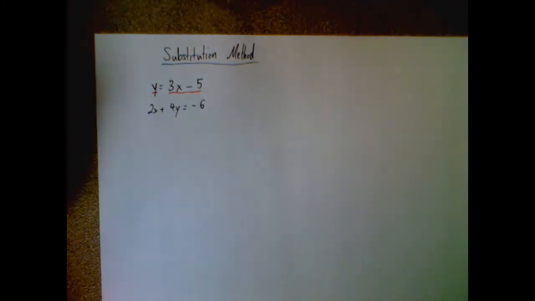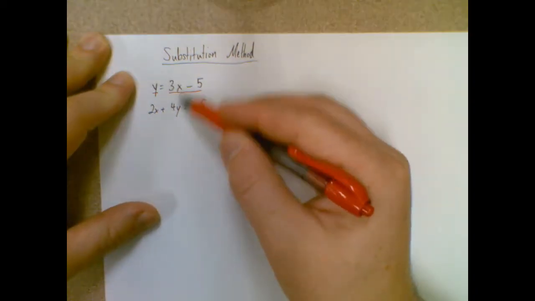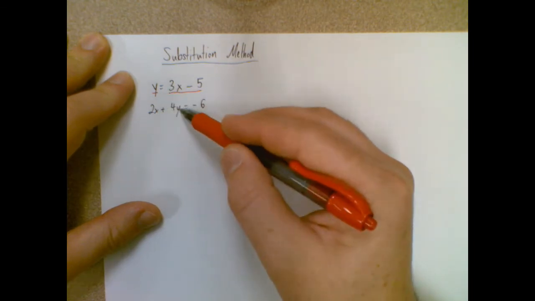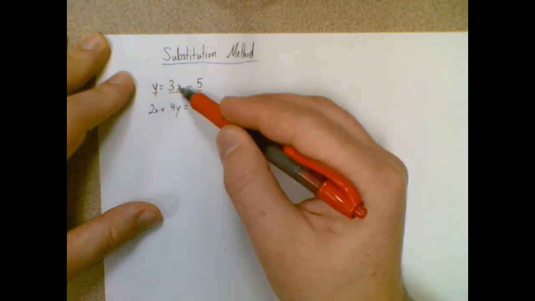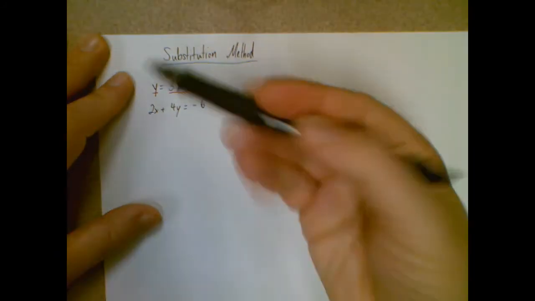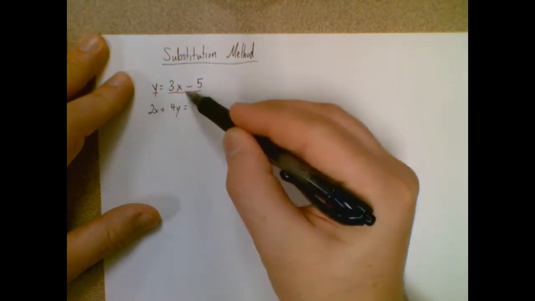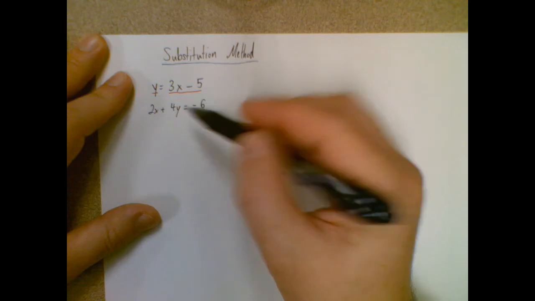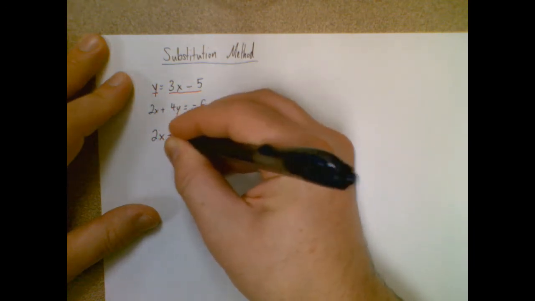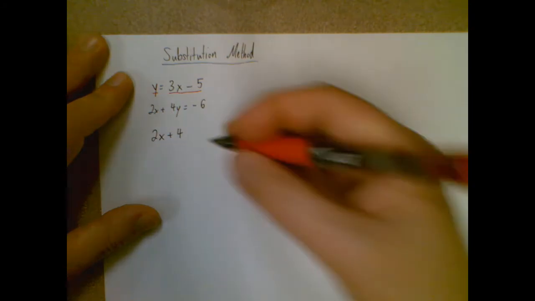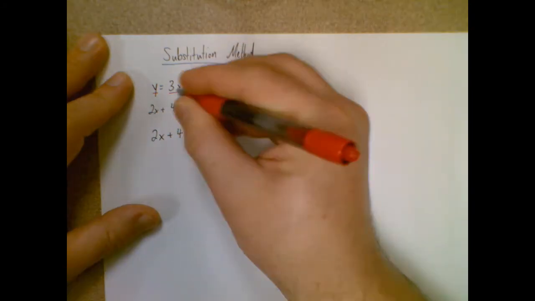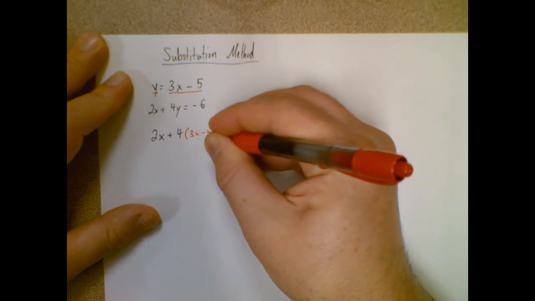Since I have to have the same x and y to make a solution to a system of equations for both of them, that means this y has to be the same as this y, and that x has to be the same as that x. So because of that, I can do something kind of sneaky here. I can take this y out and replace it with 3x minus 5 because they should be equivalent. So I'm going to do a substitution. I write everything down, but when I get to y, I'm going to put parentheses and write in 3x minus 5.